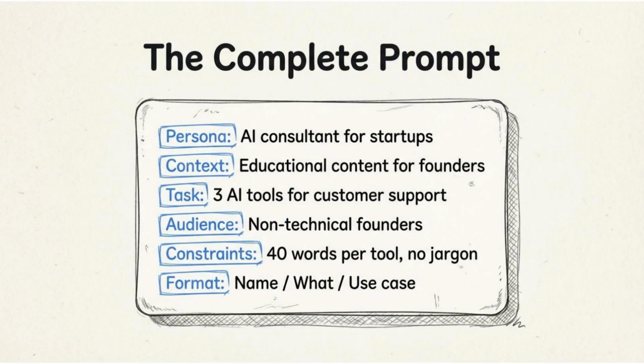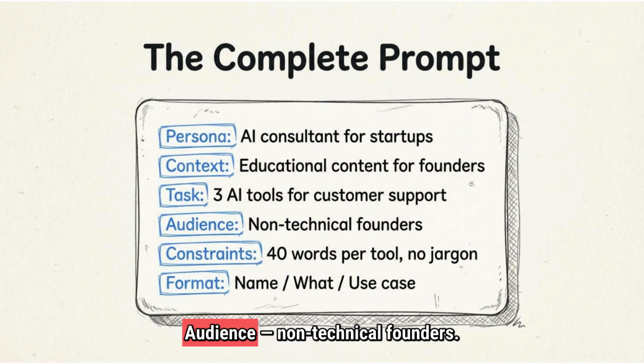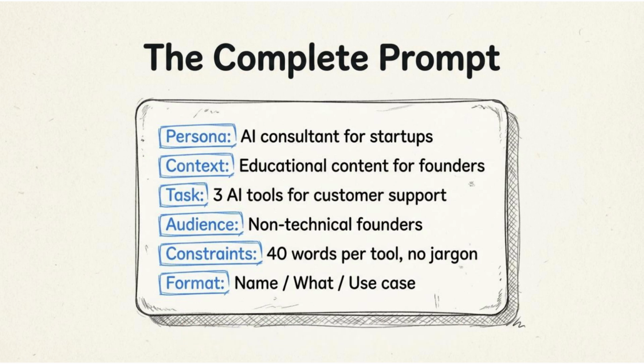Here's the full prompt. Persona, AI consultant for startups. Context, educational content for founders. Task, 3 AI tools for customer support. Audience, non-technical founders. Constraints, 40 words per tool, no jargon. Format, name, what it does, use case. 6 lines. That's the whole thing. You can take this structure and fill in your own details for any prompt. Each line is simple on its own, but together they create a very focused request that leaves almost no room for the model to drift off track.